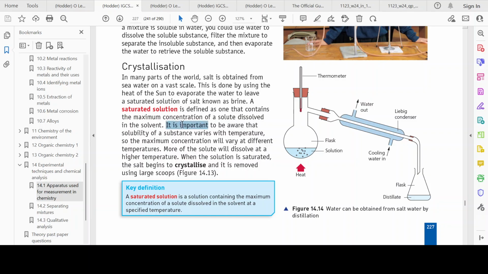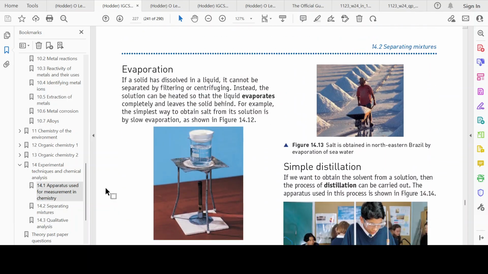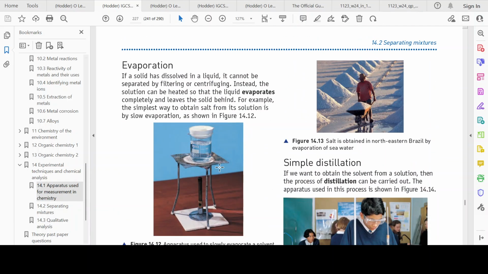It is important to be aware that solubility of a substance varies with temperature, as I just mentioned. So the maximum concentration will vary at different temperatures. The higher the temperature, the more solute it will be able to take. When the solution is saturated, the salt begins to crystallize and it is removed using large scoops. Here you've got salt being obtained in the northeastern part of Brazil by the evaporation of seawater.